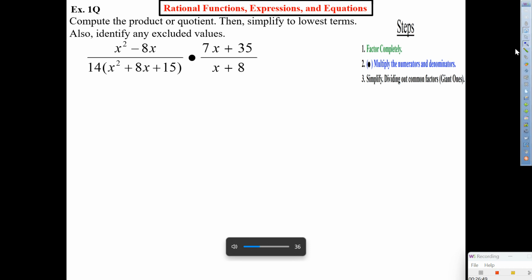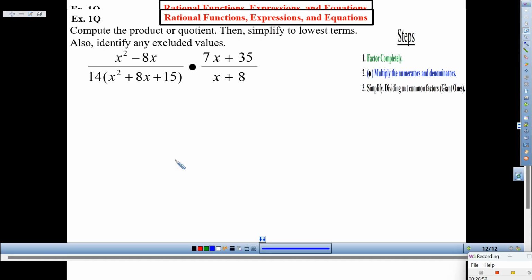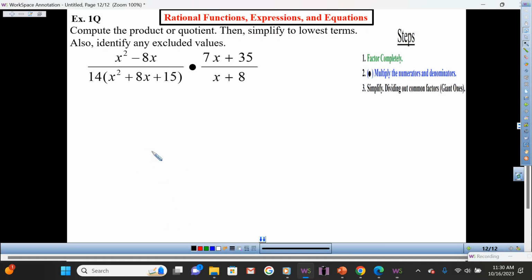All right, let's see. Step 1, we factor numerator, denominator for both fractions. What? It's frozen? Oh, let it go, let it go.